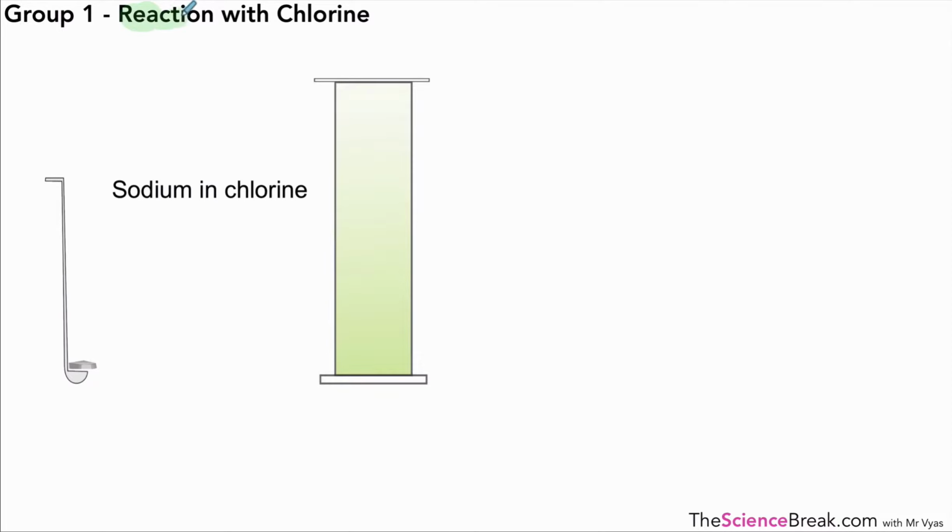Okay, so the last set of reactions is a reaction with chlorine. So we've got some chlorine gas in a jar. This would need to be done in a fume cupboard because chlorine is poisonous. And we've got an example of sodium on our little spatula there. So there's our sodium, and we can react this with the chlorine.